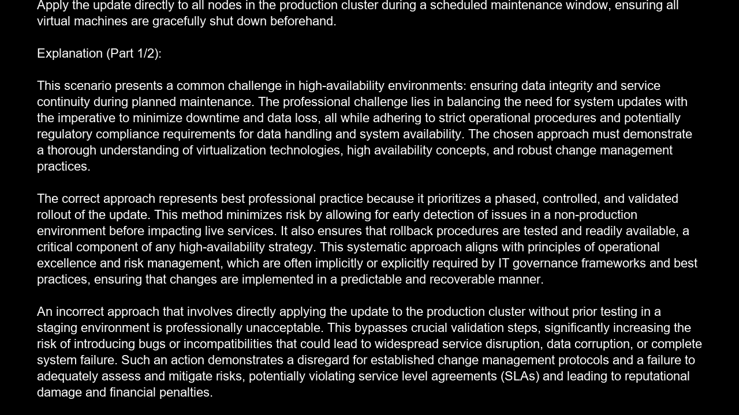An incorrect approach that involves directly applying the update to the production cluster without prior testing in a staging environment is professionally unacceptable. This bypasses crucial validation steps, significantly increasing the risk of introducing bugs or incompatibilities that could lead to widespread service disruption, data corruption, or complete system failure. Such an action demonstrates a disregard for established change management protocols and a failure to adequately assess and mitigate risks, potentially violating service-level agreements, SLAs, and leading to reputational damage and financial penalties.